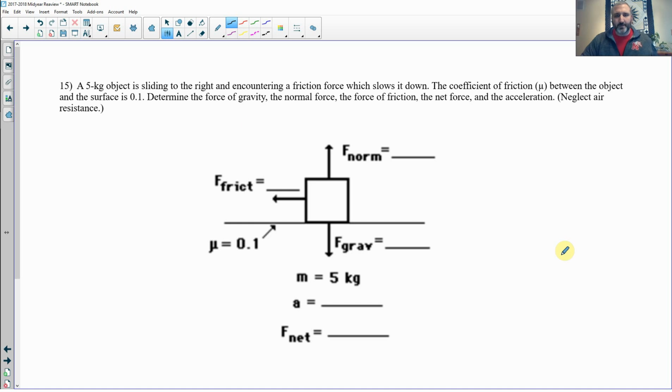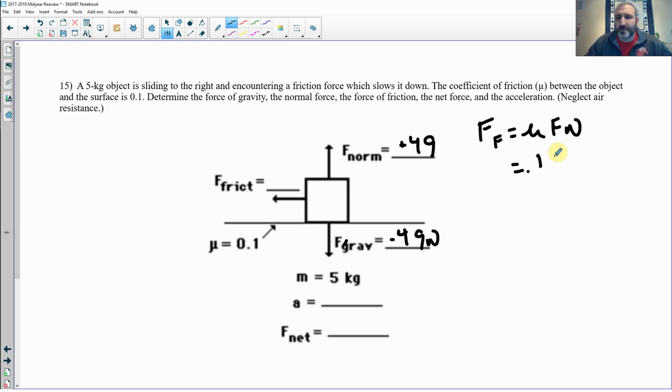All right. So we know the mass on this thing is 5. So to figure out the gravitational force, it's going to be 5 times 9.8, which is 49 newtons down, negative. If it's on a table, again, the normal force must also be 49 newtons, but that's going to be going up because it's positive. And F_f equals mu times the normal force. Well, mu is 0.1. The normal force we just figured out is 49. So the force of friction must be 4.9 going in the left direction, so that's why we're going to put a negative there.